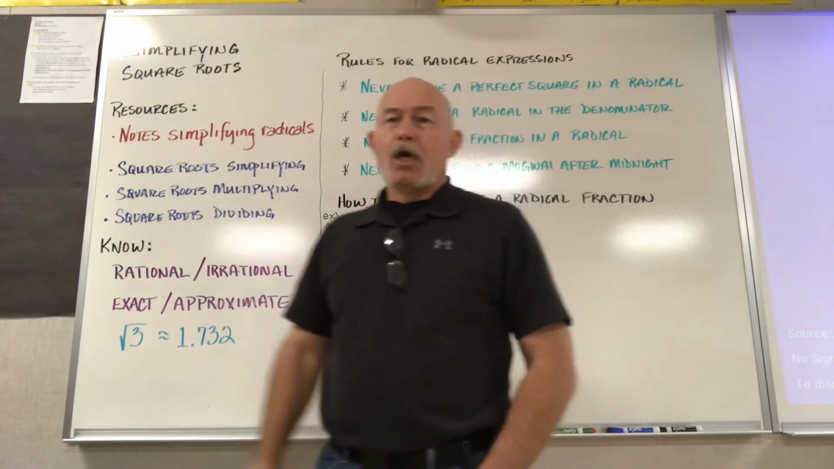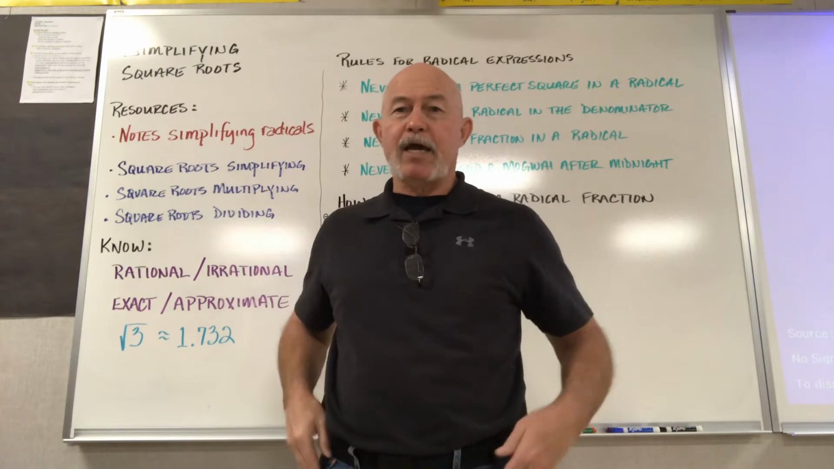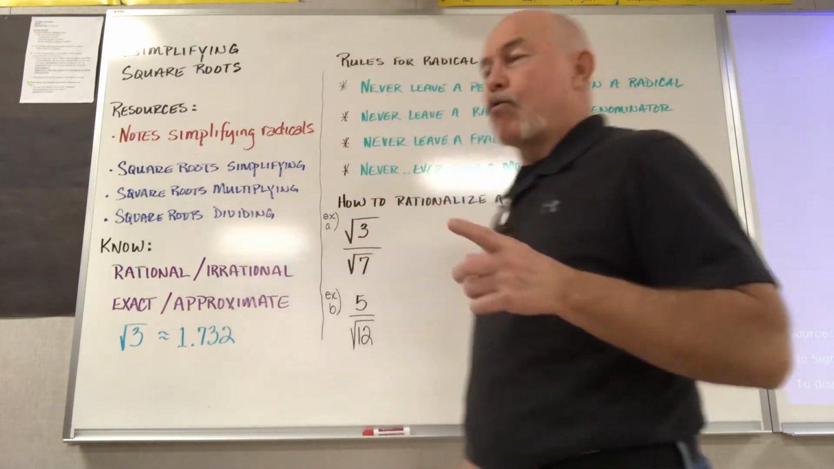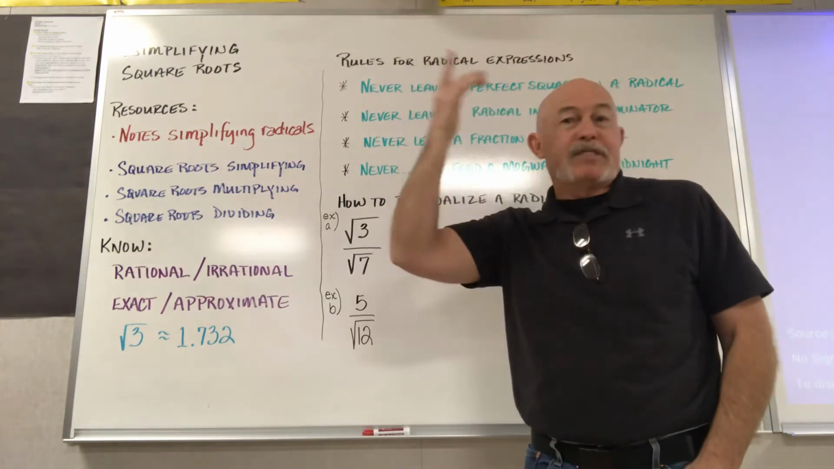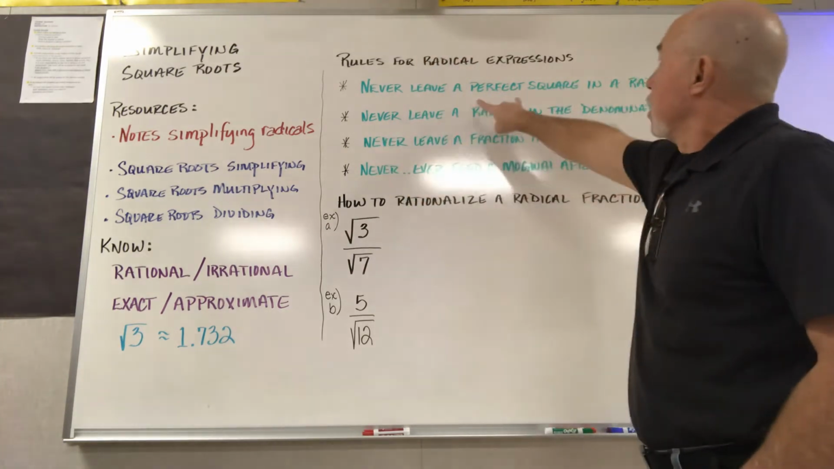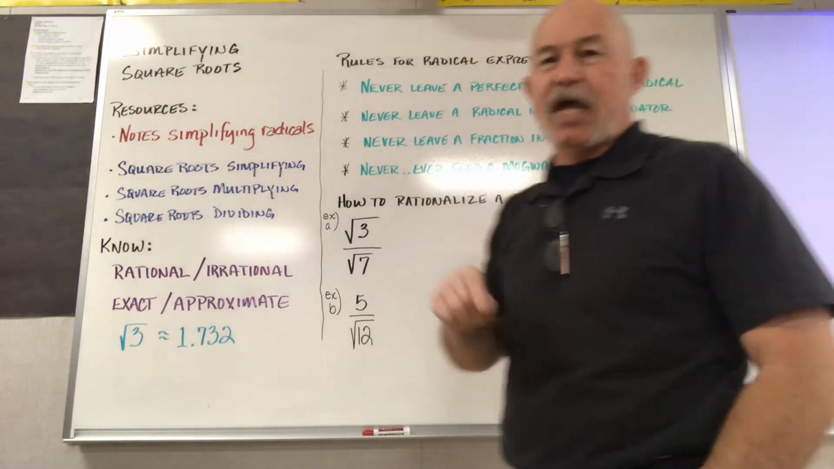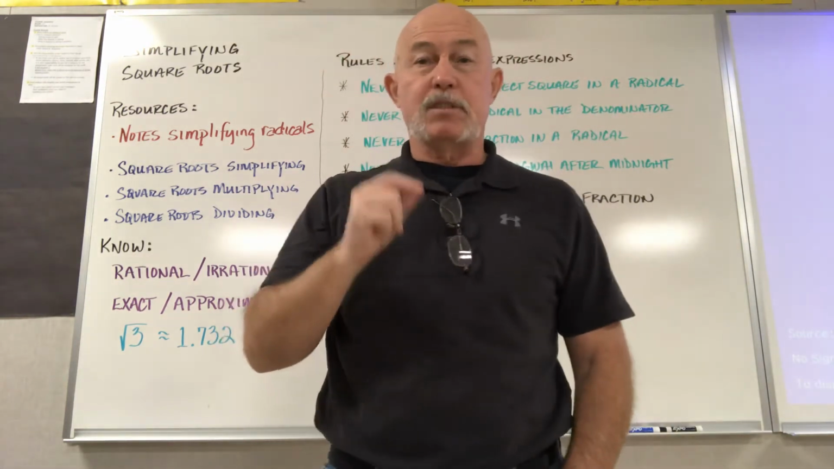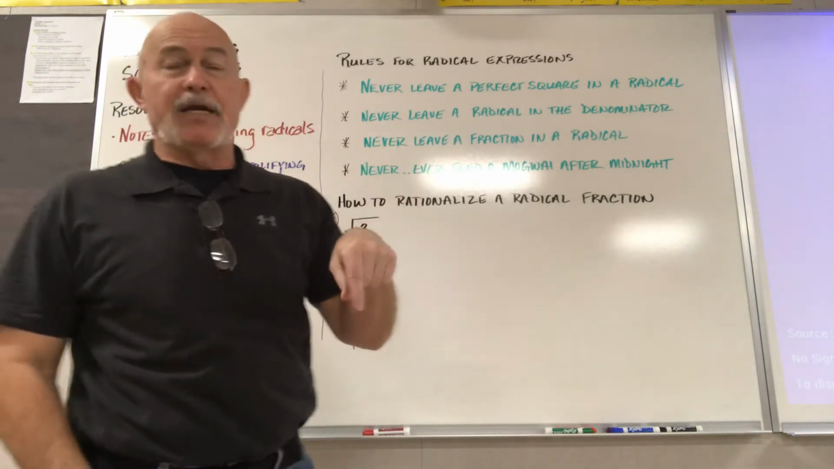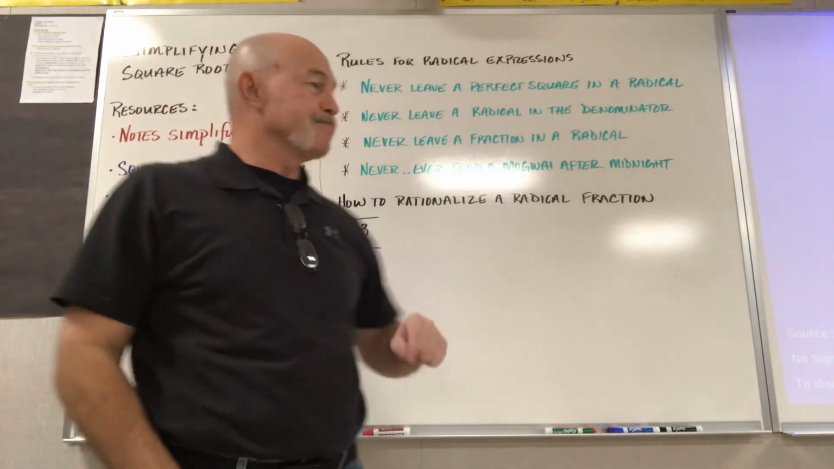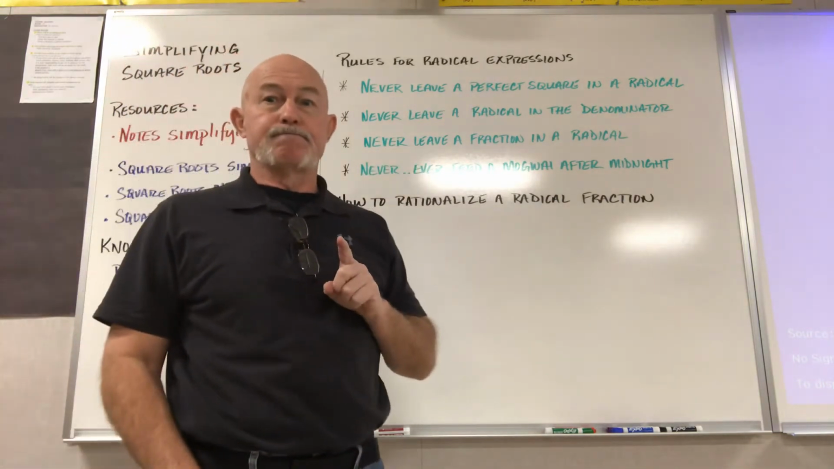We have some rules, rules for radicals that you have to be familiar with. Radical is the square root sign. That's all it is. Never, ever leave a perfect square inside a radical. Can't do it. It's got to come out. Never leave a radical in the denominator. I'll show you how to move that in a bit. Never leave a fraction in a radical.